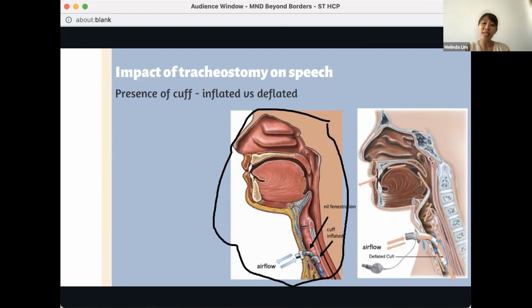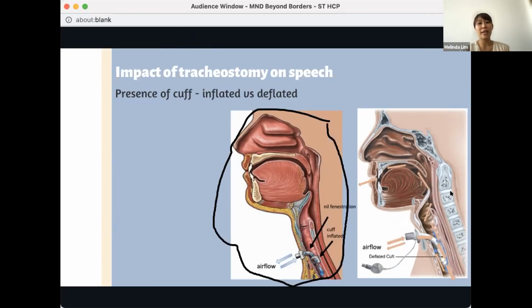A note though is that the size of the tracheostomy tube can actually make a difference to how successful or how easy it is for the person to produce speech. If you think about it, you've got the size of your trachea, and if the size of your tracheostomy tube just fills the entire area of your trachea, then there will not be airflow around the tracheostomy tube, and because there's no airflow, speech becomes more challenging, even though your patient can tolerate cuff deflation.